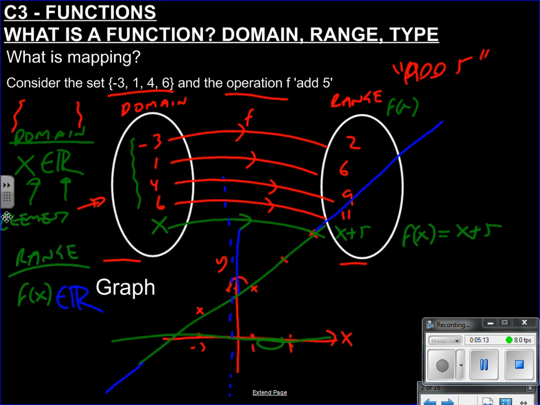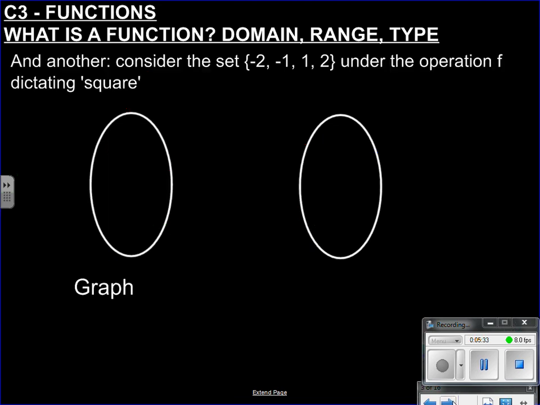Notice that this is a one-to-one relationship, because one element in the domain goes to one element in the range. Let's see how this compares to the next one. So here I've got another set, -2, -1, 1 and 2. This was our domain. Remember, our second bubble is the range. And the operation is square.